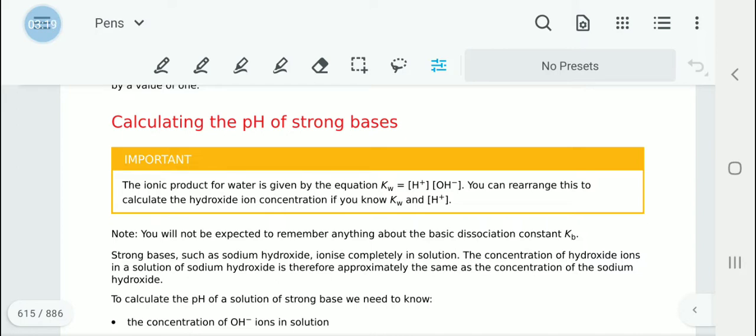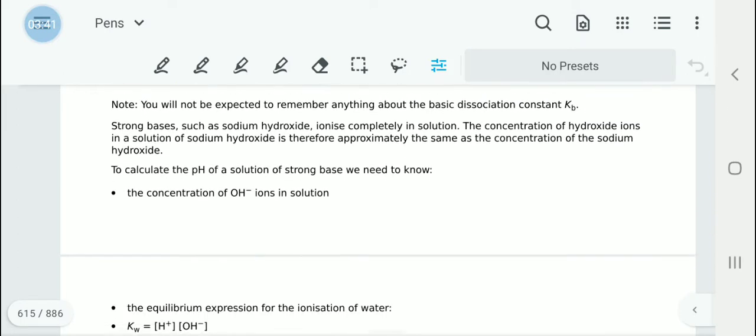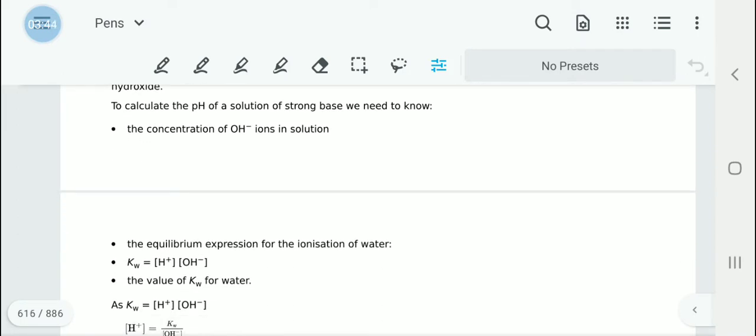That is something we need to know. If you take a strong base such as sodium hydroxide, it is completely ionized. So the concentration of hydroxide ions would be approximately equal to the concentration of sodium hydroxide. As a result, the OH minus ion concentration needs to be found, and it is more or less equal to the concentration of the strong base.